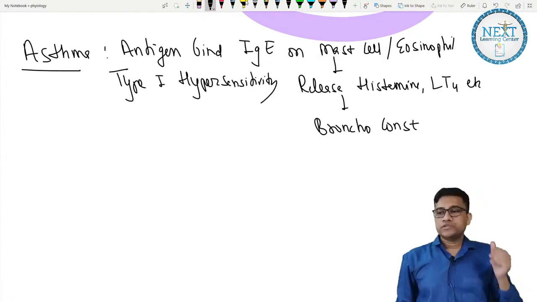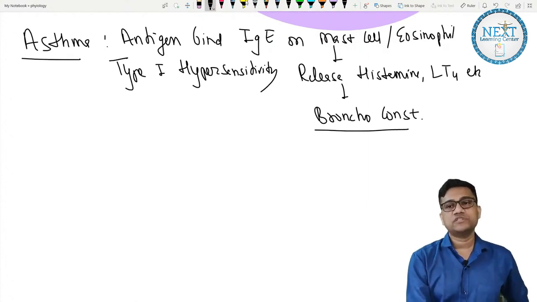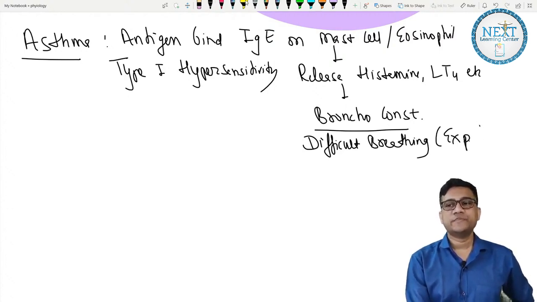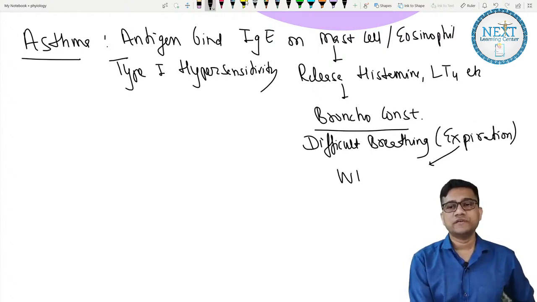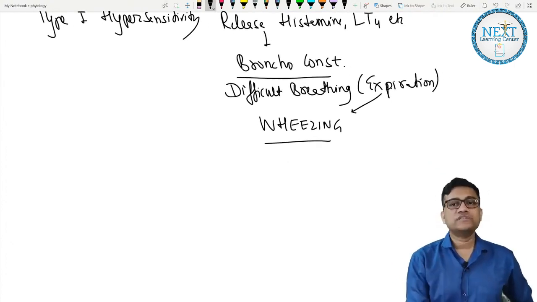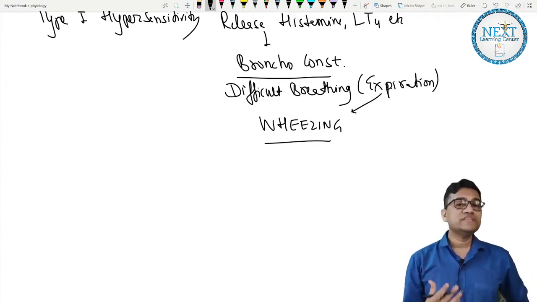So this is the bronchoconstriction. Now what does this bronchoconstriction cause? It causes difficult breathing, mainly in expiration. And it also causes a sound called wheezing. What is wheezing? It's like a whistling sound. Very fine musical whistling sounds are called wheezing. So this wheezing is heard.